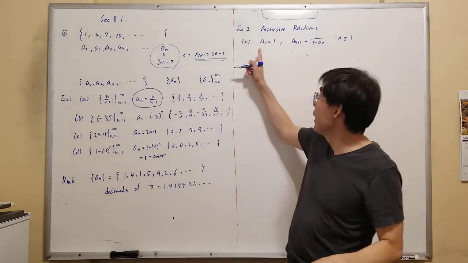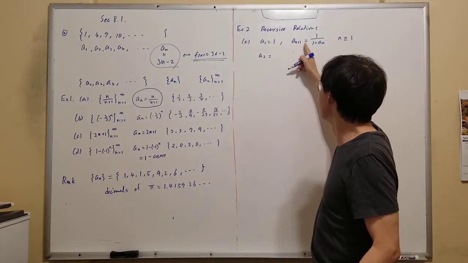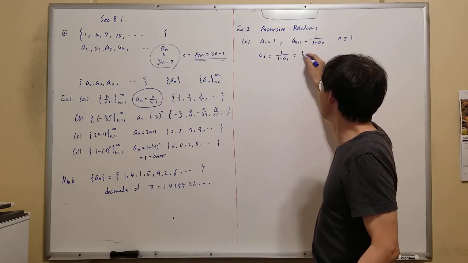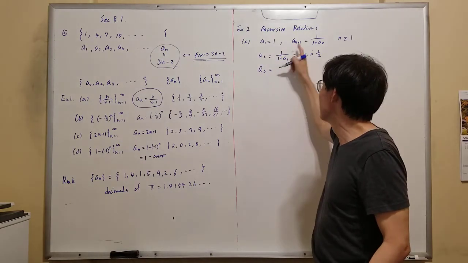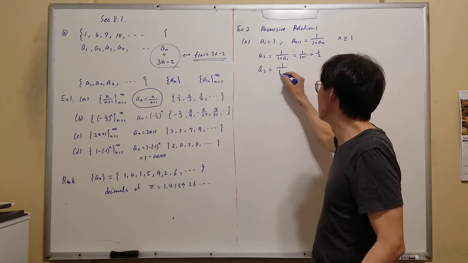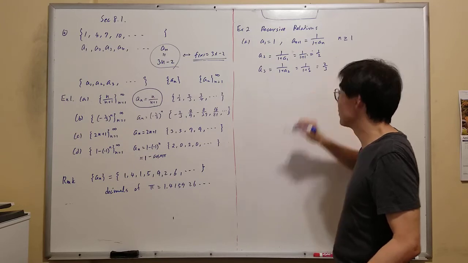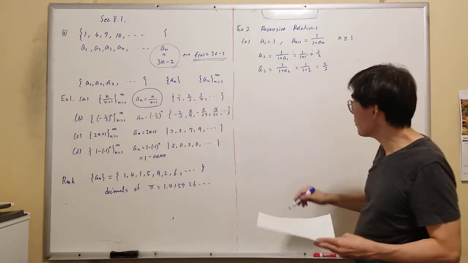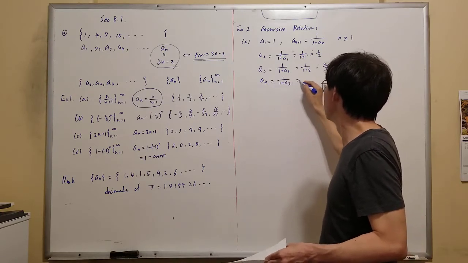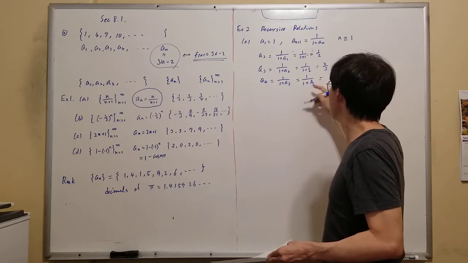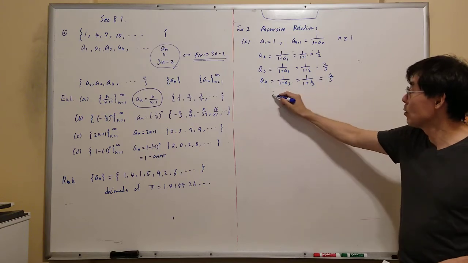Now you know a1. Then you can get a2 equals what? 1 over 1 plus a1. So 1 over 1 plus 1, 1 half, right? a3, 1 over 1 plus a2. 1 over 1 plus 1 half. 1 over 3 over 2, 2/3, right? And then a4, 1 over 1 plus a3, 1 over 1 plus 2/3, which is 5 over 3, so 3 over 5. So you can go forever.